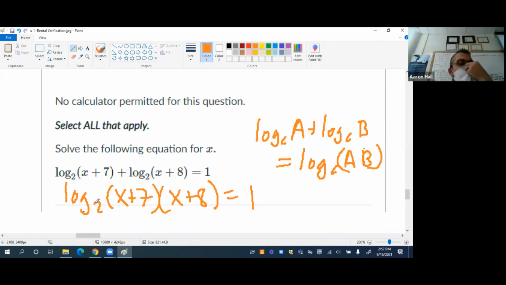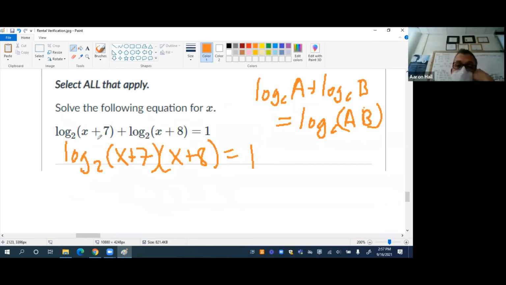Distribute. Well, we could, it might just end up being a big mess. We may have to do that, but not yet. That's not going to be helpful yet. How do I get rid of the log? Remember what logs are. What's the definition of a logarithm? What is the definition of a logarithm?